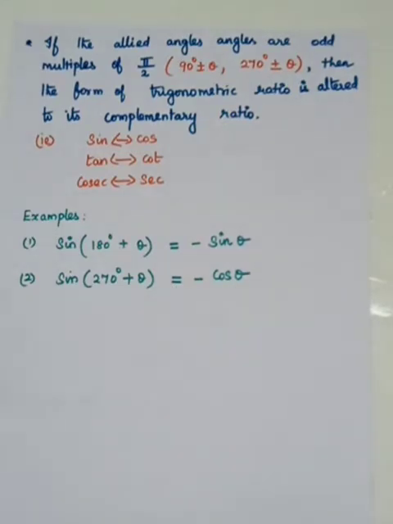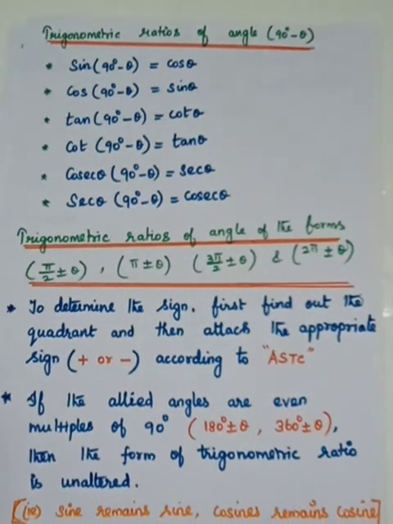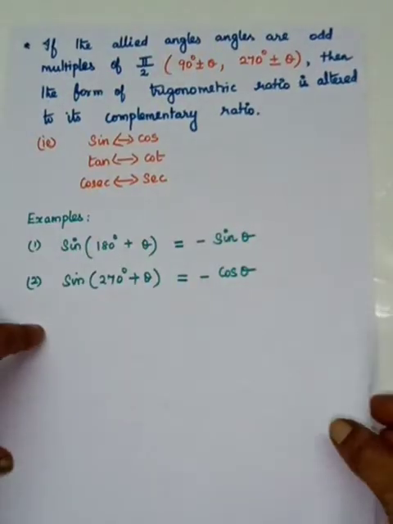See that? If the angles are written in the form of allied angles, that is 90 degree plus or minus theta, 180 degree plus or minus theta, and 270 degree plus or minus theta, and 360 degree plus or minus theta. The first step, you have to decide the sign. The second step, if it is an even multiple of 90 degree, you need not change the trigonometry ratio. If it is an odd multiple of 90 degree, you have to write the complementary ratio. That's all. So if you know this, you can write any values of the trigonometry functions.